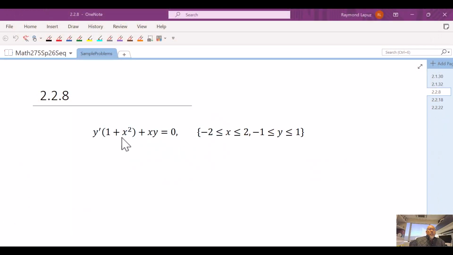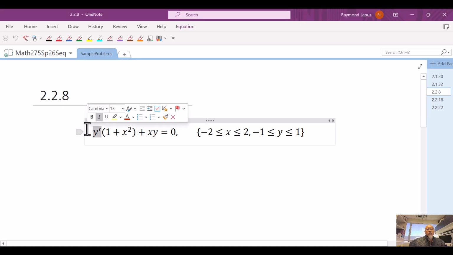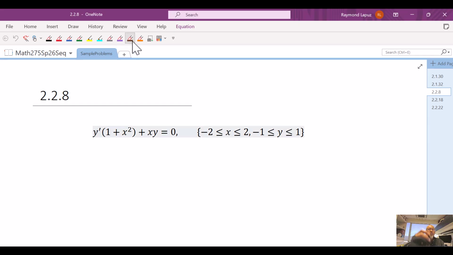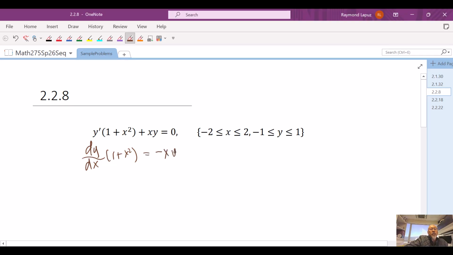All right, here's our problem, and if we know that it is separable, the first thing we want to do is rewrite our y prime as dy/dx so that we can see things actually separate. So we'll have dy/dx times (1 plus x squared), and let's move this xy over to the other side so we have equals negative xy. And then from here we can separate things.